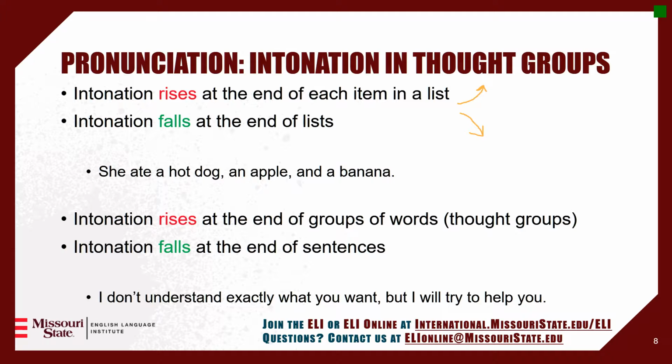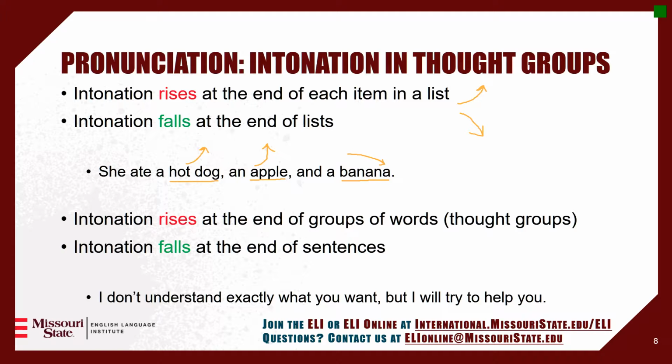Okay? So for example, in this sentence, we have 3 different items: a hot dog, an apple, and a banana. So if I'm saying this sentence, my intonation is going to go up on hot dog, up on apple, and down on banana. Okay? This lets people know, oh, I'm still talking, I'm finished. Okay? So listen for that intonation. She ate a hot dog, an apple, and a banana.